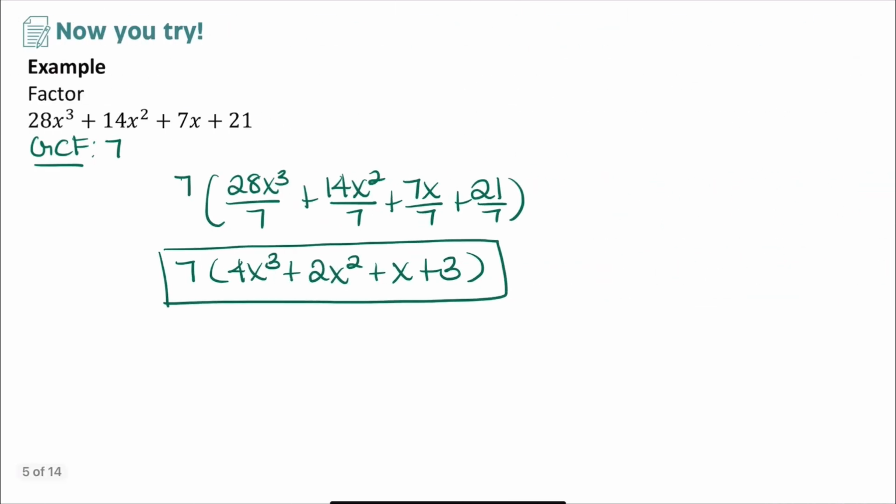So here, notice that there is a GCF. You can actually divide every single term in this expression by 7. 7 is the only thing we can factor out because every single term doesn't have a variable, because we have this 21, which is our constant term. So our GCF is just going to be 7. So I put the 7 in front, and then I divide every single term in this expression by 7. So that gives me 7 times 4x cubed plus 2x squared plus x plus 3.